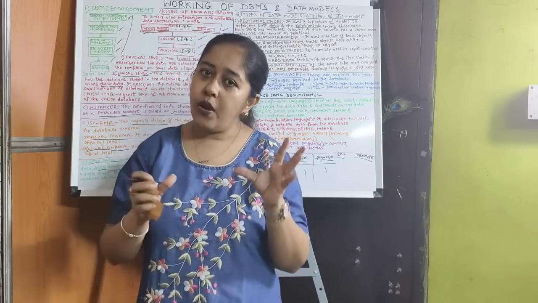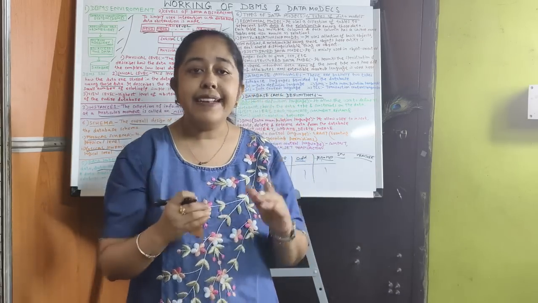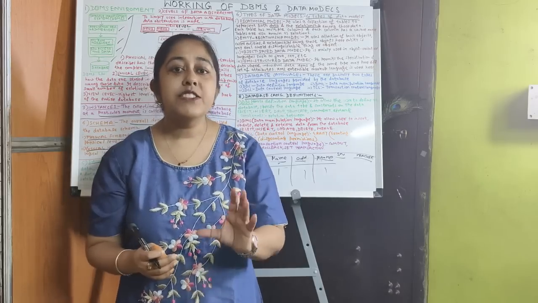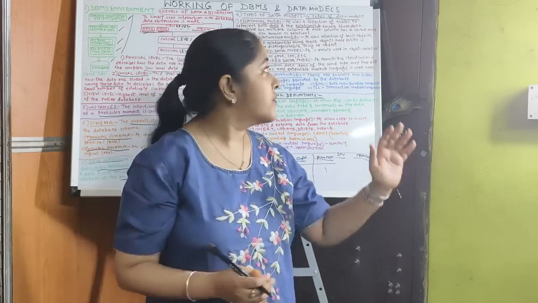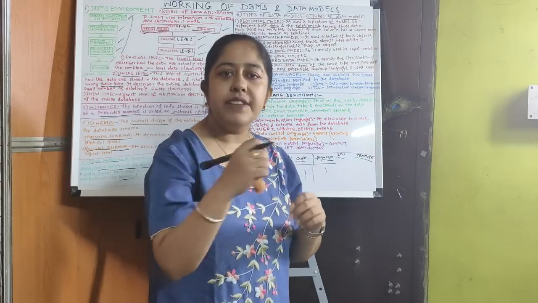Table will have some columns. Each and every column will be unique from each other, and these will be known as relations, particular relations, right? Here you can see, these tables are known as particular relations, each and every table.